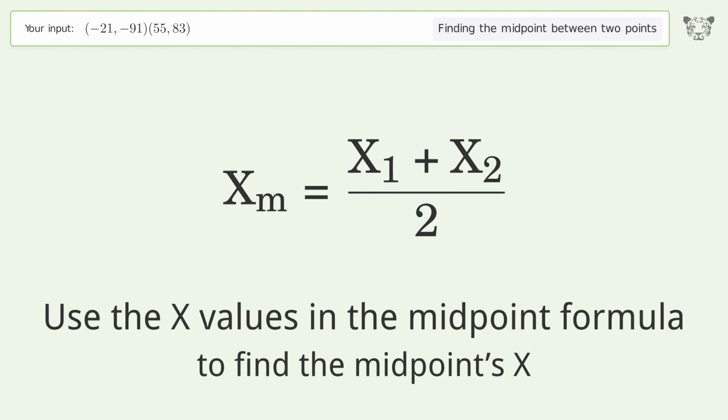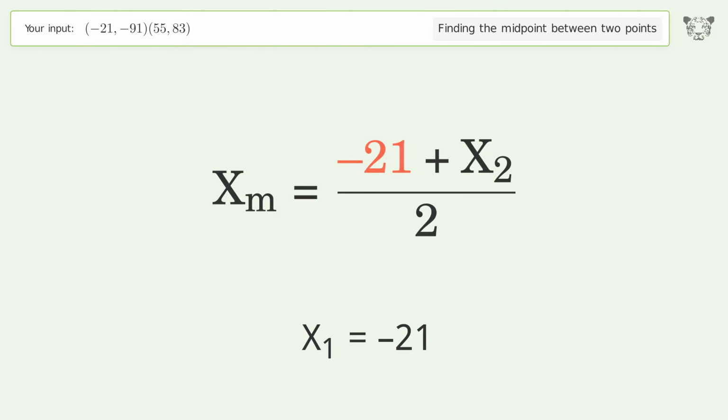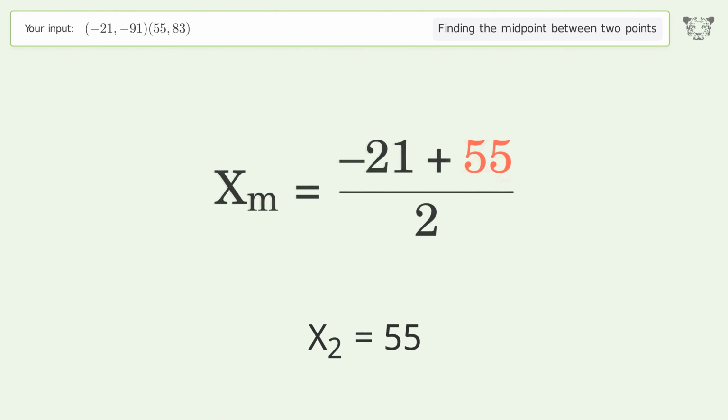Use the x values in the midpoint formula to find the midpoint's x. x1 equals -21. x2 equals 55. Simplify the arithmetic.